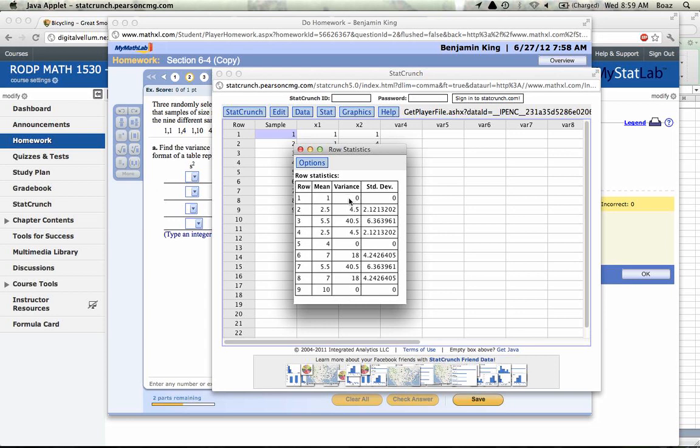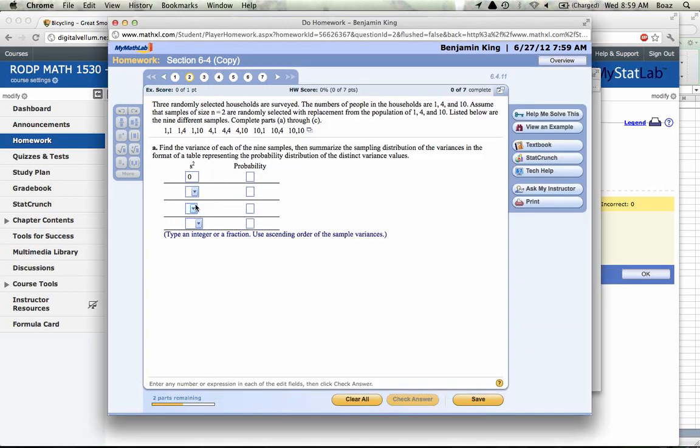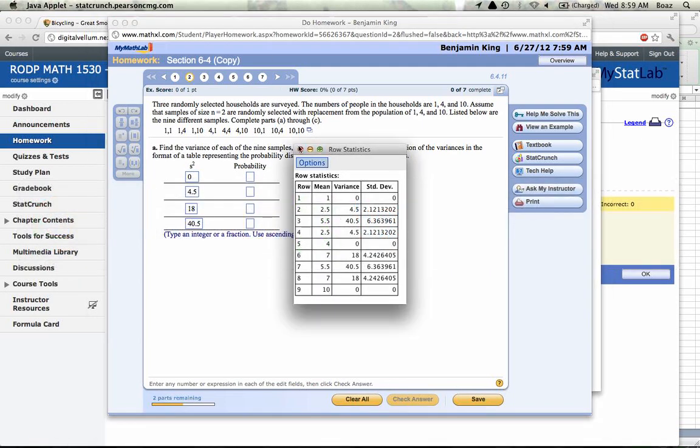So the different values we have are 0, 4.5, 40.5, and 18. We want to put those in order. So the first one, 0, 4.5, then 18, and 40.5. So when we go back here, 0, 4.5, 18, and 40.5, and then the probability of each one.